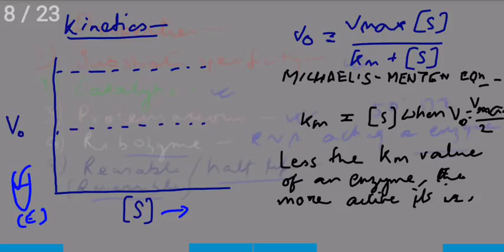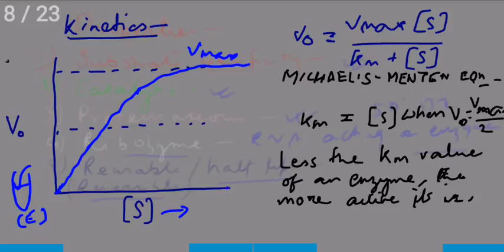Initially, when the substrate level is very low, the rate of reaction will also be low. When you are increasing the substrate concentration, the rate of reaction will increase like this. It will be linearly increasing to some extent. And when the substrate concentration is nearing saturation, the velocity will become constant. This is the maximum velocity, Vmax, that an enzyme can achieve.